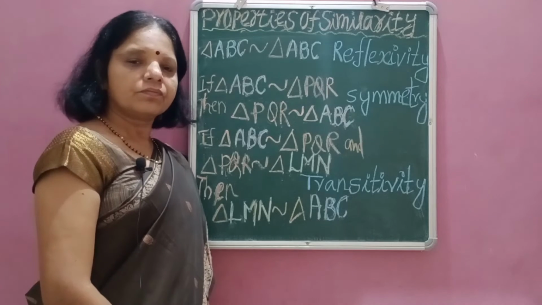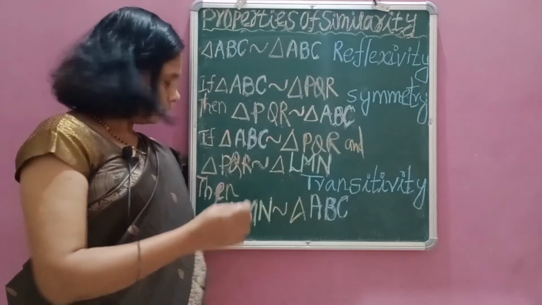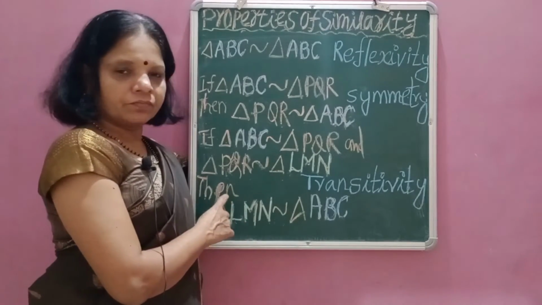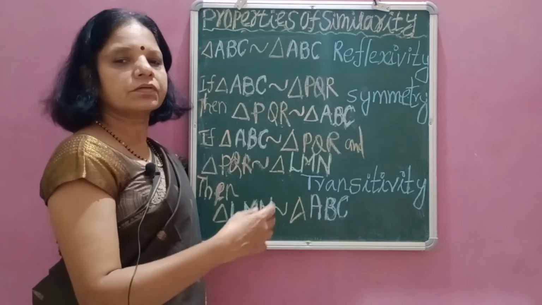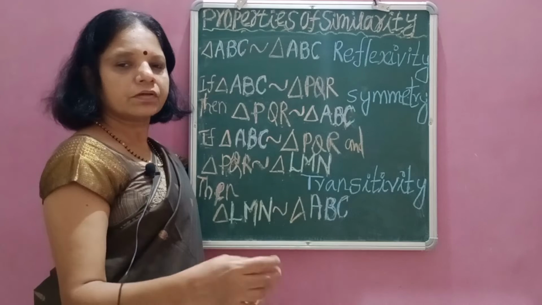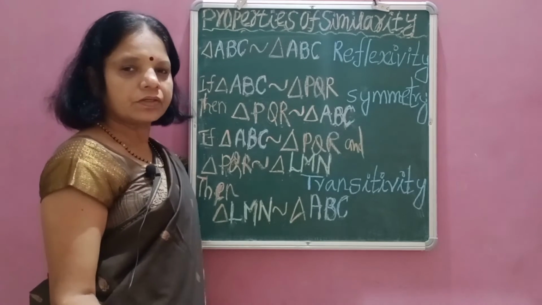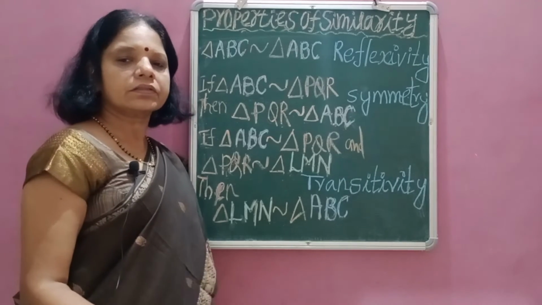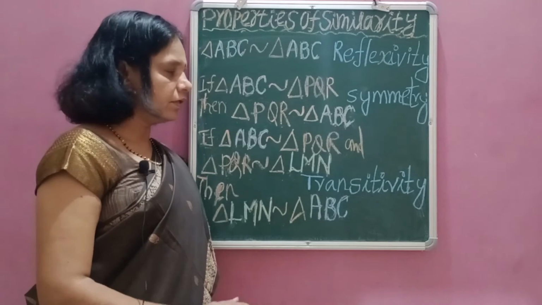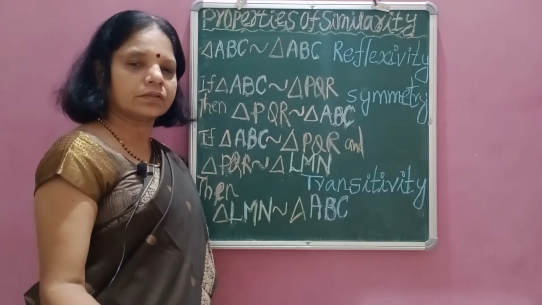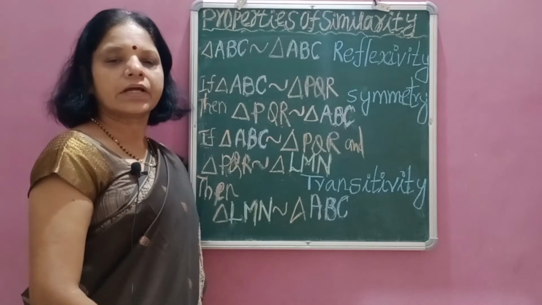It is true when there is a fourth triangle, fifth triangle, etc. That is, if a triangle is similar to a second, second is similar to a third, third is similar to the fourth, fourth is similar to fifth. Like that, how many number of triangles are possible? If it is like that, all these triangles are similar to one another, where similarity is transferring from one triangle to the other. That is why the property is called property of transitivity.